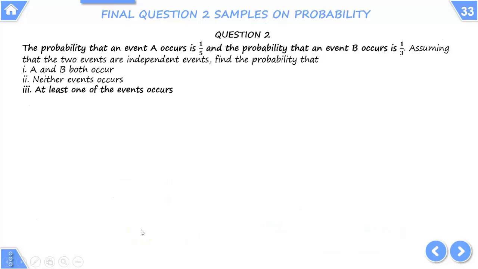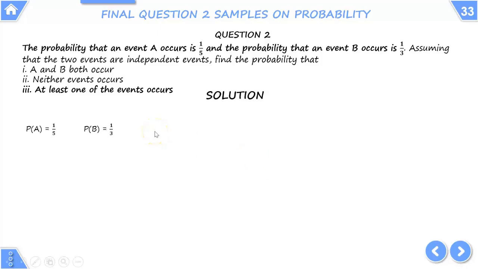Now, question 2. The probability that an event A occurs is 1 out of 5. And the probability that an event B occurs is 1 out of 3. Assuming that the 2 events are independent events, find the probability that A and B both occur. Neither event occurs. At least one of the events occurs.